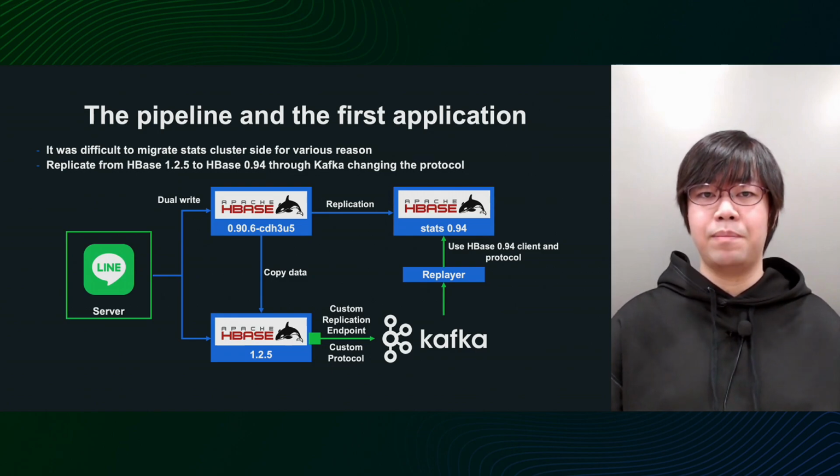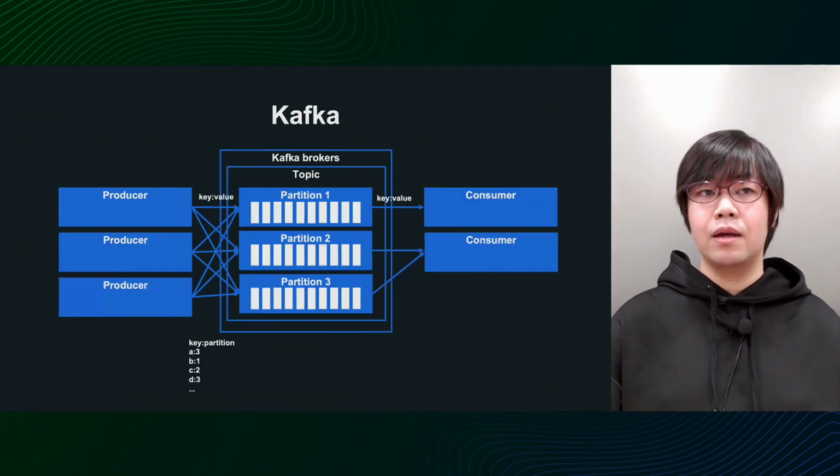By using the pluggable replication endpoint function that I explained earlier, the replication endpoint with the independent definition sends the WAL entry to Kafka by using a unique protocol. The replayer that consumes the WAL entry from Kafka writes to the stats cluster by using the 0.96 HBase client and protocol. I would now like to briefly explain about Kafka.